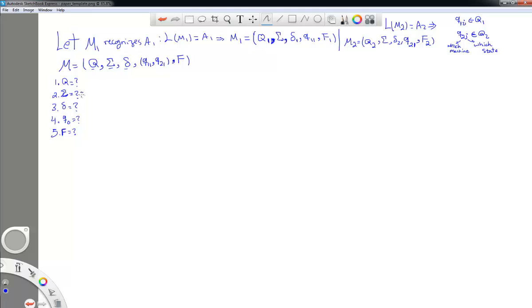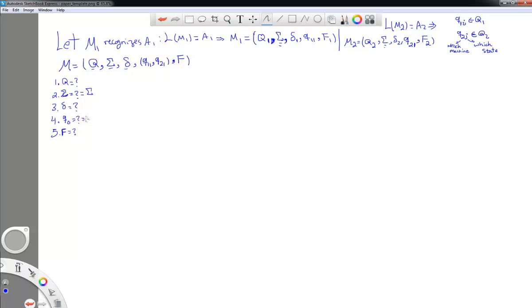The easiest one is actually the sigma. Since the two languages had the same sigma, as I assumed, sigma here and sigma here are the same. So the sigma for my combined language is the same. Now, if the alphabet of the first one was sigma sub 1 and the second one was sigma sub 2, then the alphabet for the union would be the union of the two sigmas, and my theorem wouldn't change at all. So it's easy. That's out of the way.